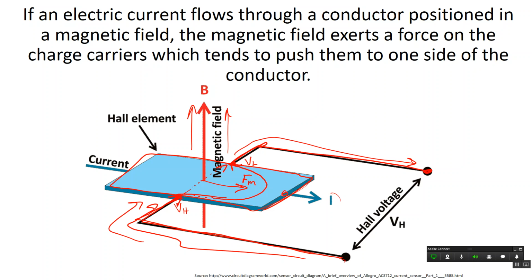Now the voltage on this end versus the voltage on this end are going to be different, because now you have a higher concentration of charges on one end of the plate compared to the other. So you're going to have another V high here and another V low here, right? And when you have a difference in potential, then you're creating the potential for another circuit.